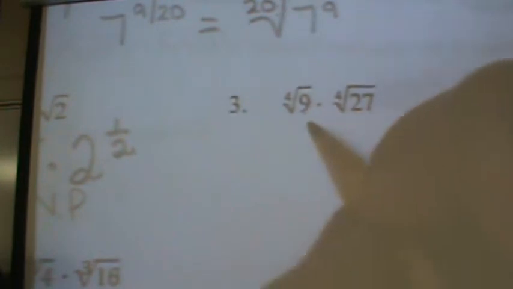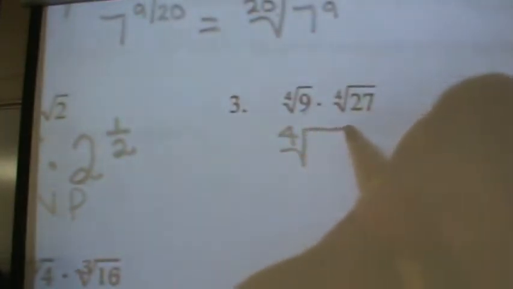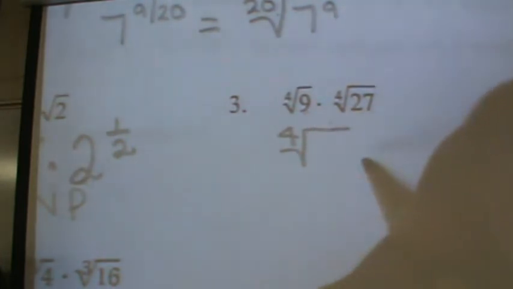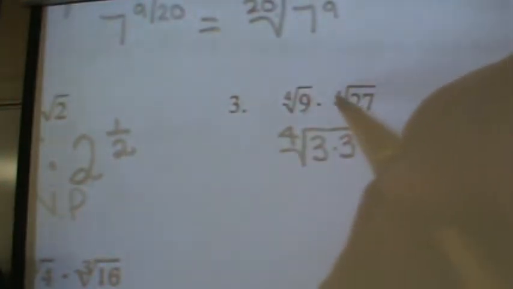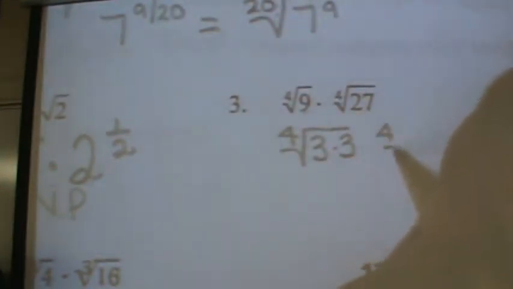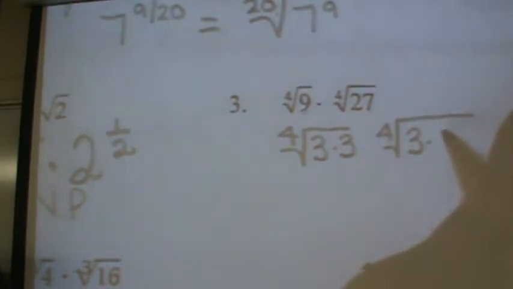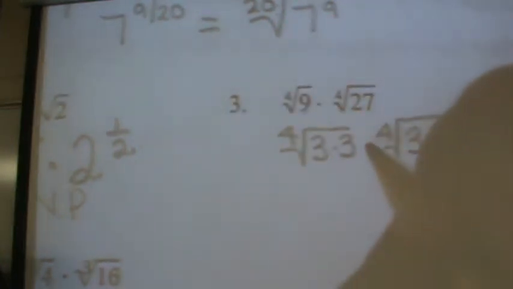Now, I want you to see this problem written out. 4th root of 9. Can anyone break 9 up to the smallest factors? 3 times 3. How about the 4th root of 27? Can you break 27 up? 9 and 3, or 3, 3, 3, right?